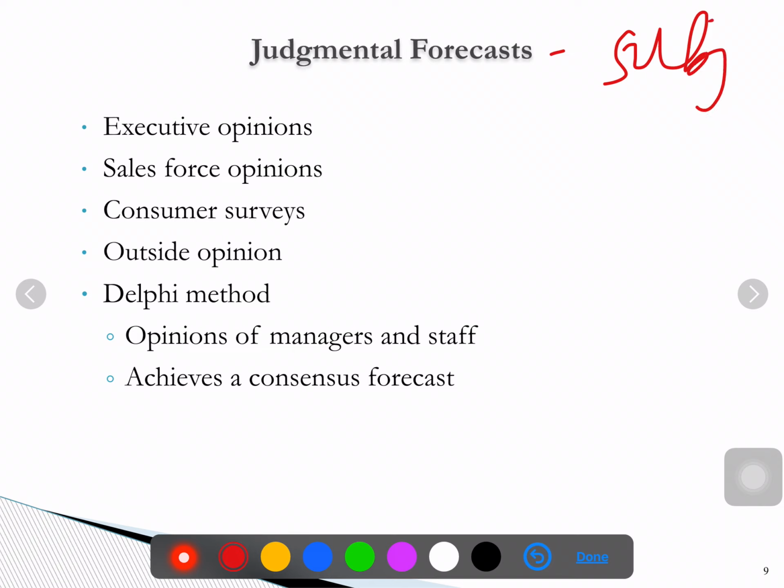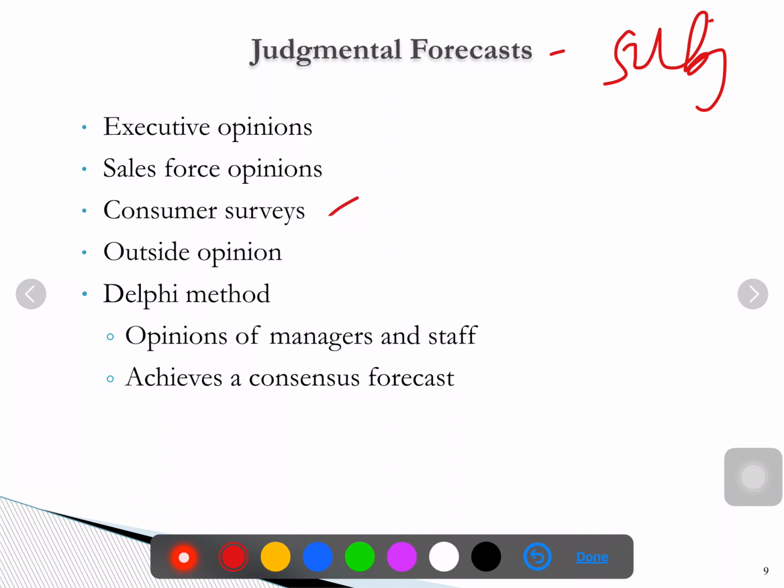So first, for example, executive opinions: statements of managers, experts, especially top-level managers or CEOs. We call it executive opinions. Second, we have sales force opinions, which generally are opinions, and such one is also part of judgmental forecast.